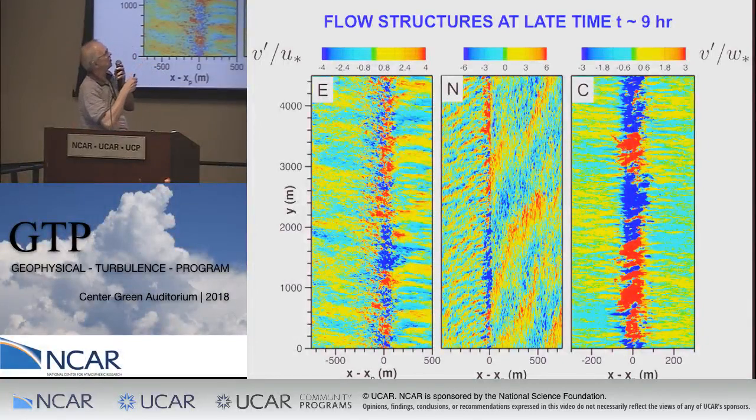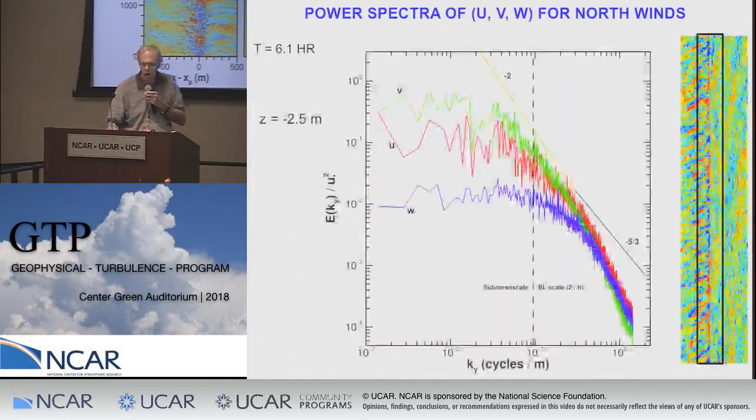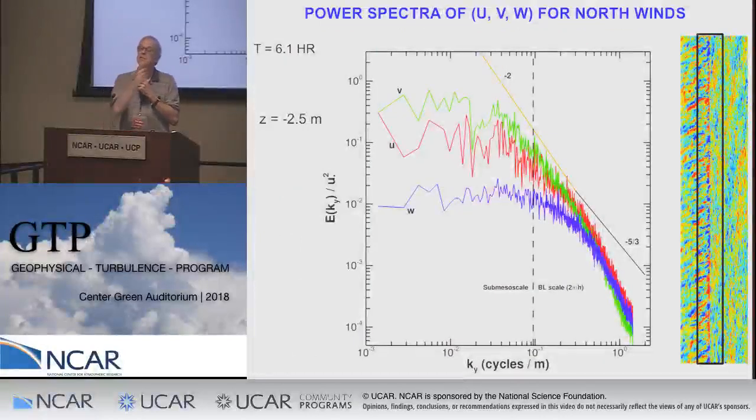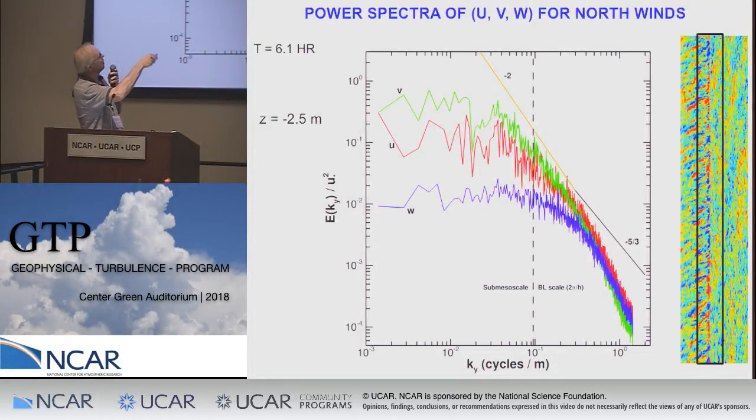The whole process happens. You might say, well, that's 2D turbulence. It's not 2D turbulence, it's 3D turbulence, very anisotropic. V, U, much more energy than W at the top of the water. I just made a spectrum around this.